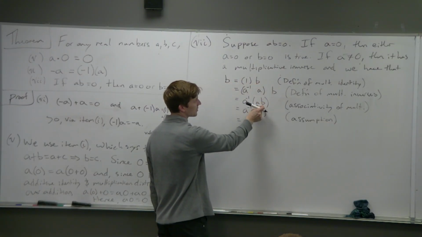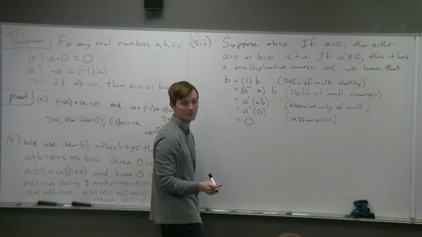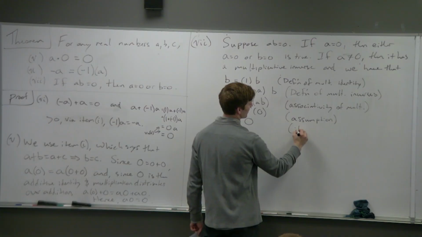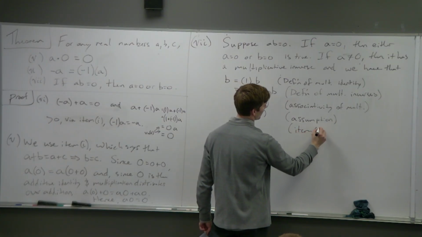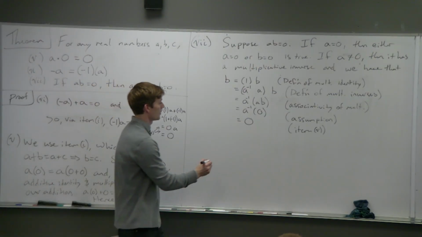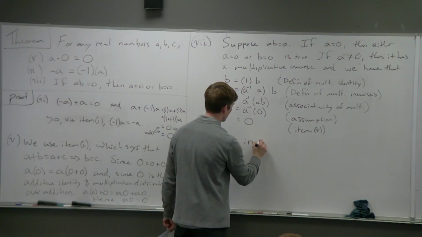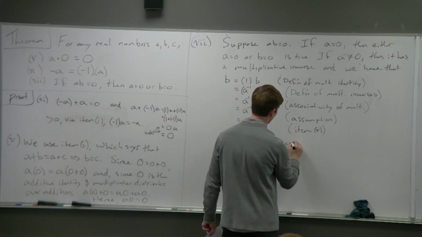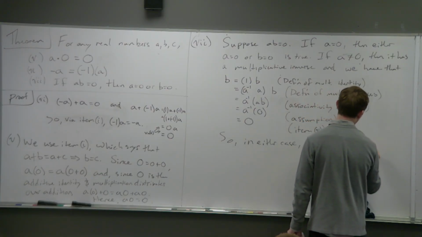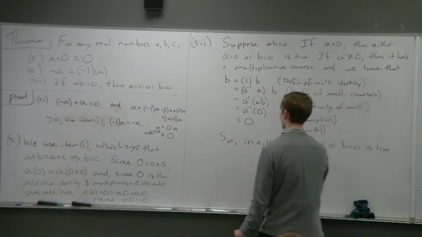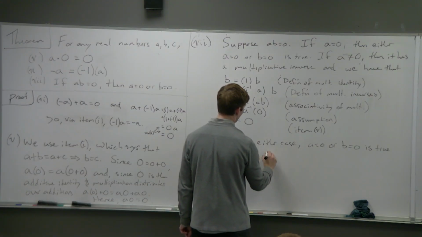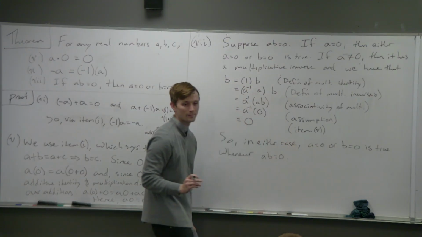The assumption initially is that AB is equal to 0. So that's from our initial assumption. And then this is item 5. So in either case, A equals 0 or B equals 0 is true whenever AB equals 0.